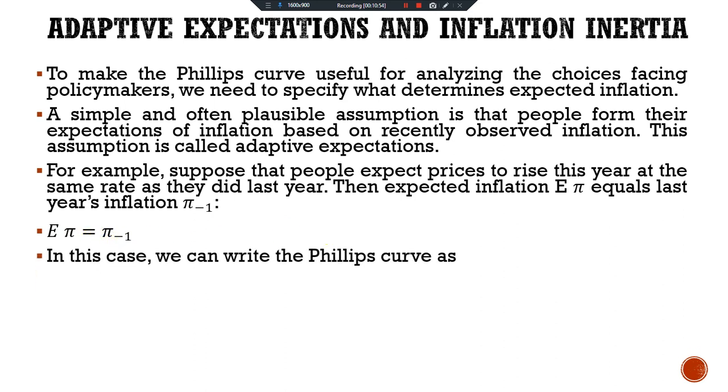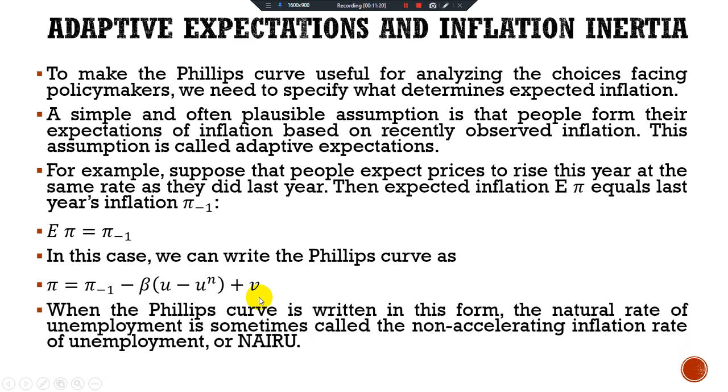In this case, we can write the Phillips curve as π = π₋₁ − β (u − uⁿ) + v, which states that inflation depends on past inflation, cyclical unemployment, and a supply shock. When the Phillips curve is written in this form, the natural rate of unemployment is sometimes called the non-accelerating inflation rate of unemployment, which we can write as NAIRU. So in the coming sessions, we will write NAIRU in place of non-accelerating inflation rate of unemployment.